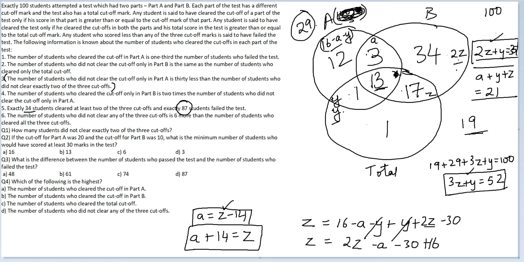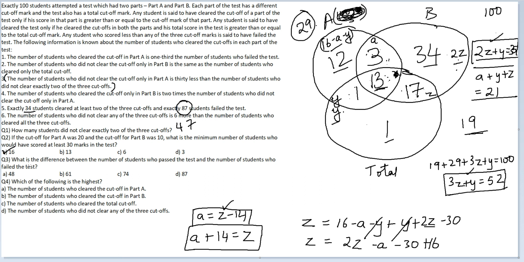Let me get to the individual questions. How many students did not clear exactly two of the three cutoffs? So they're talking of these people. So 12 plus 34 plus 1, answer should be 47. Next is, if the cutoff for part A was 20 and cutoff for part B was 10, what is the minimum number of students who would have scored at least 30 marks in the test? So people who have passed the cutoff in A and also in B would have definitely scored 30. So they're talking of these two regions. You have 3 people here, you have 13 people here. Therefore, at least 16 people have definitely scored 30.